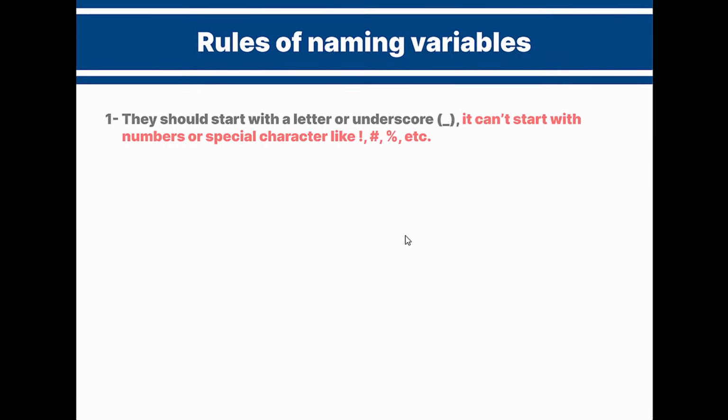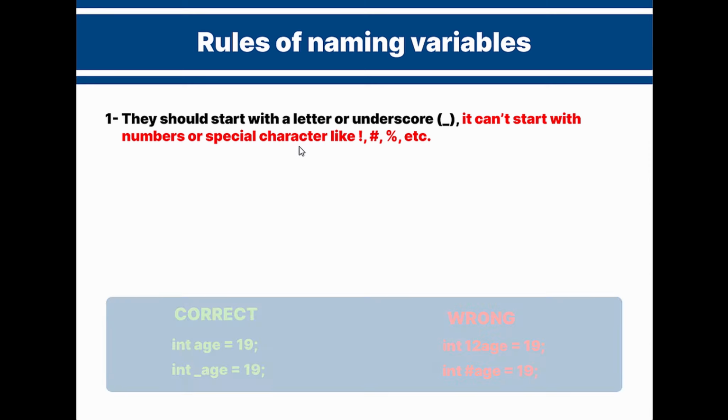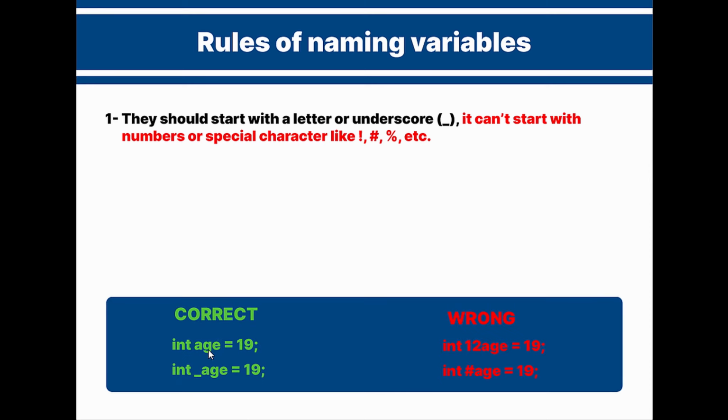For example, it should start with a letter or underscore. It cannot start with numbers or special characters. For example, int age is a correct way of naming a variable because age starts with a letter. Or this one is also considered correct because it starts with an underscore. But this one over here is considered a wrong way of naming a variable because it starts with a number. And this one is also considered wrong because it starts with the hashtag, which is a special character.